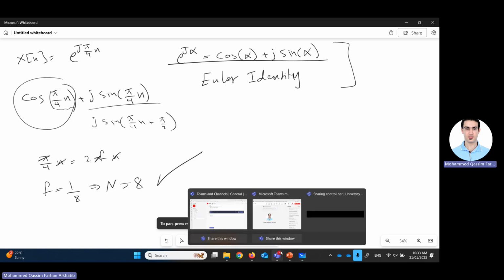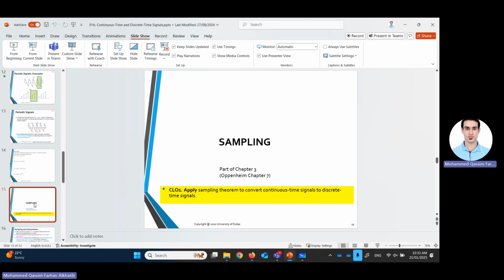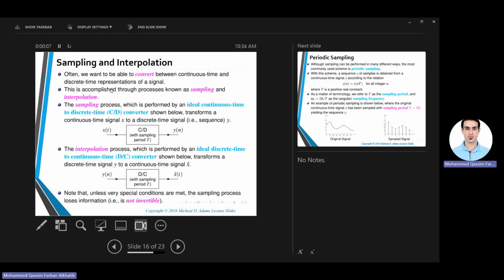All right, so let's continue. Well, there is plenty to do. Sampling. Yeah, we'll talk a little bit about sampling. We'll continue next lecture, inshallah. Okay, slideshow. So what is sampling? It's the process to go from the continuous domain into the discrete domain. Often we want to be able to convert between continuous-time and discrete-time representations. Let me duplicate.